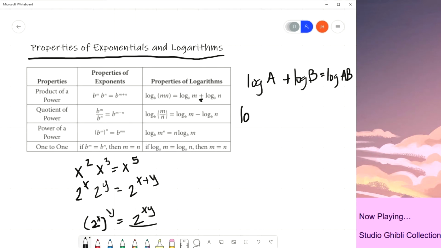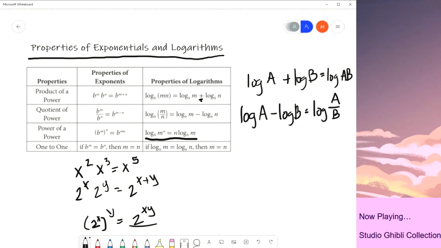Similarly, if they subtract, so if I have log A minus log B, then those insides will divide. So I get log of A over B. So you can see here, log of m over n is the same thing as log of m minus log of n. And finally, this kind of crazy one that's super, super useful to us is the power rule for logs.